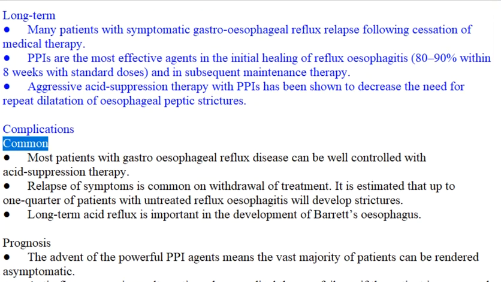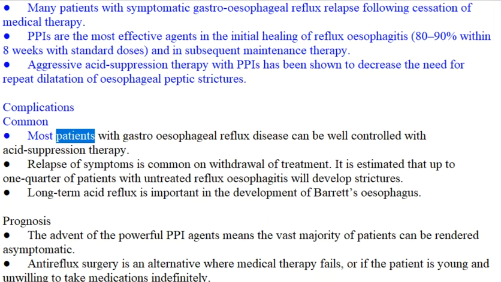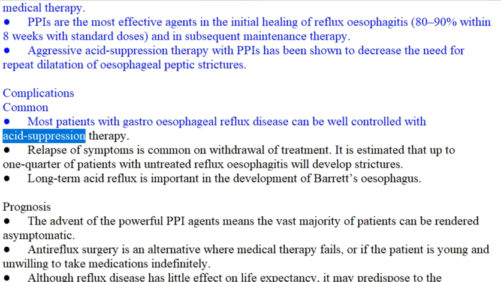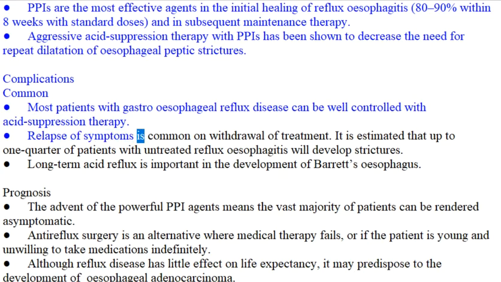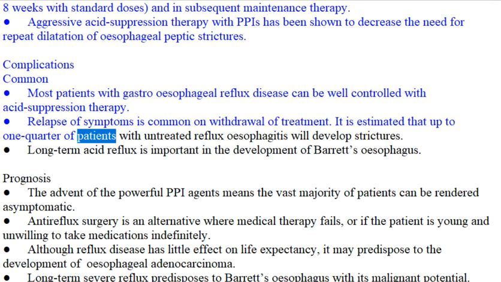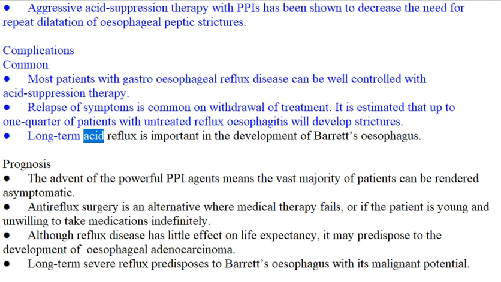Complications. Common. Most patients with gastroesophageal reflux disease can be well controlled with acid suppression therapy. Relapse of symptoms is common on withdrawal of treatment. It is estimated that up to 1/4 of patients with untreated reflux esophagitis will develop strictures. Long-term acid reflux is important in the development of Barrett's esophagus.